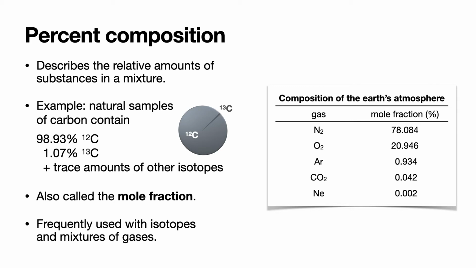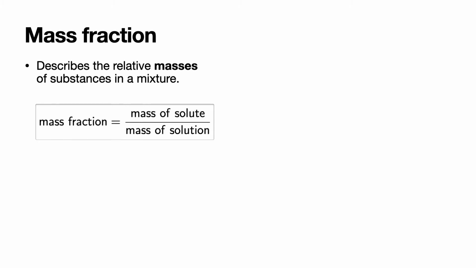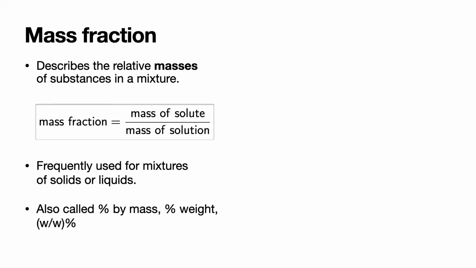Now, another type of fractional composition that you'll often encounter is called the mass fraction. And this describes the relative masses of substances in a mixture. And mass fraction has a simple definition. It's the ratio of the mass of solute to the mass of the solution. And this is frequently encountered in mixtures of solids or liquids. And you'll sometimes see this referred to as percent by mass, or percent weight, or weight per weight percent, or just percent.